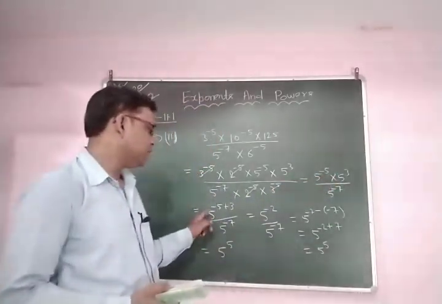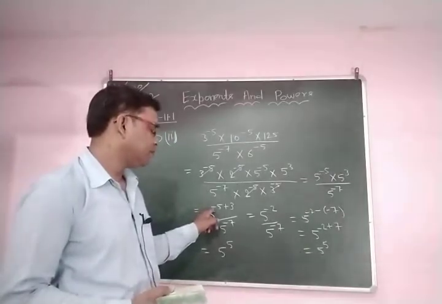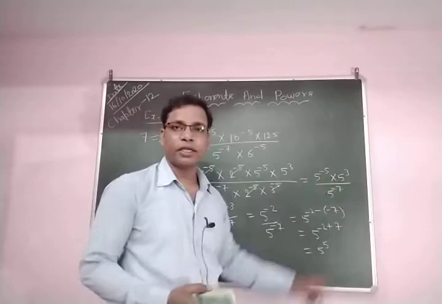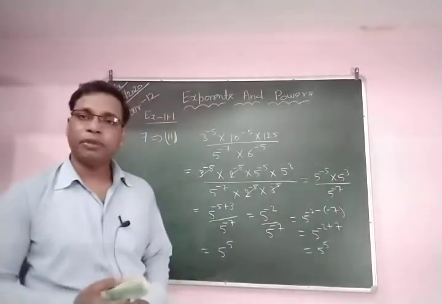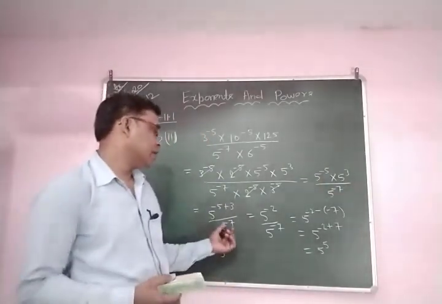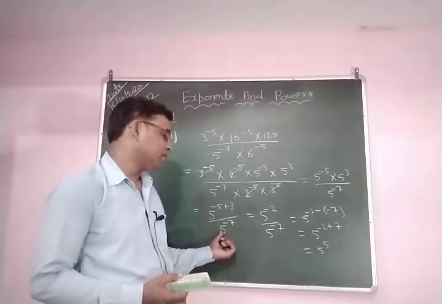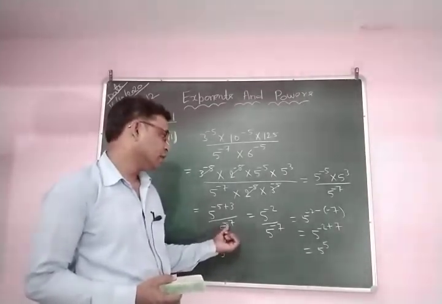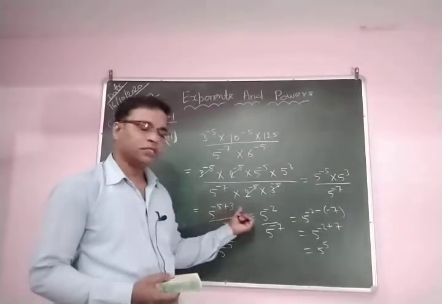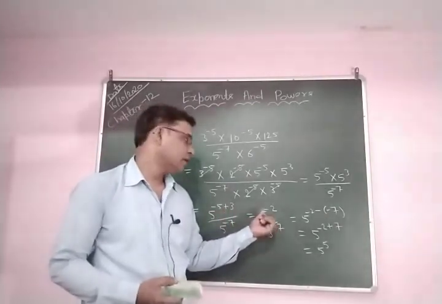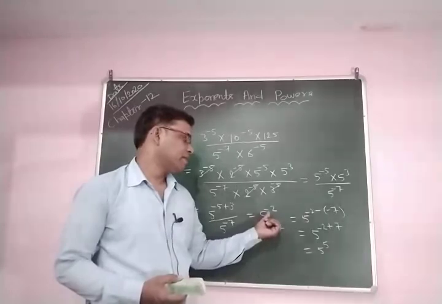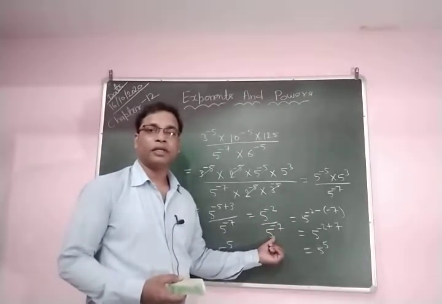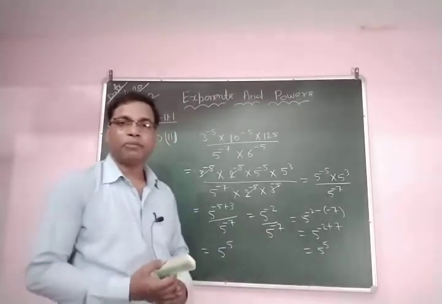So you can write here 5 power minus 5 plus 3, because this is minus and this is plus, so you can write 5 power minus 5 plus 3 and divide by 5 power minus 7, we write as it is. So here minus 5 plus 3, this is equal to minus 2. This is clear. 5 power minus 2, and here we have 5 power minus 7. 5 power minus 2 divided by 5 power minus 7.